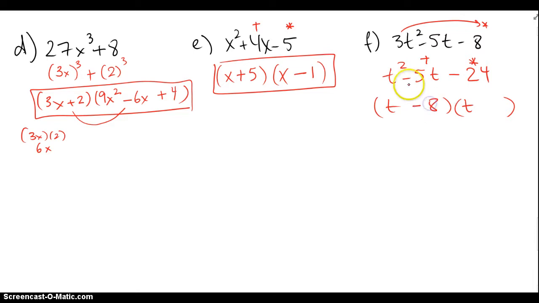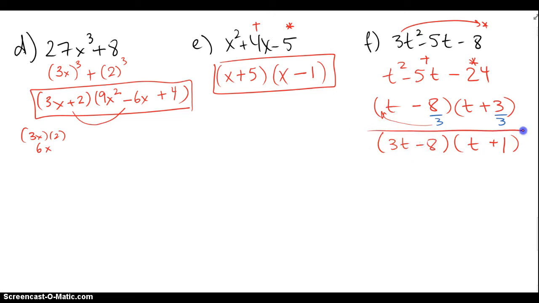The 8 would have to be negative to give me a -5 for the sum, and the 3 would have to be positive. But remember, I moved up the 3 and I multiplied it, so now I have to divide by that 3 and then do any reducing that needs to be done. This is going to become t plus 1. This is not further reducible, so the 3 moves back up and I get 3t minus 8, and I'm good to go. Again, whenever you're in doubt, you can always multiply it back out and you get the original polynomial.